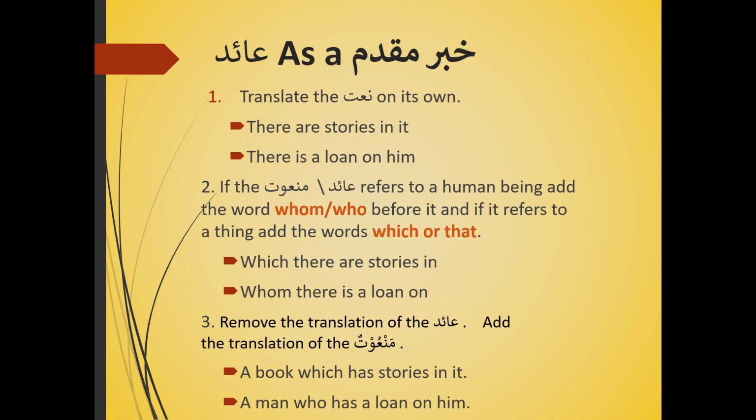Okay. This is a normal translation, sister. Kitabun is a book which has stories in it. And a man who has a loan on him, meaning that he has taken a loan. Yeah, so a man who has a loan on him. Okay.